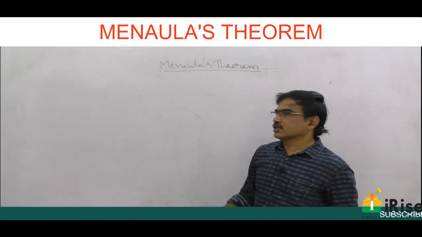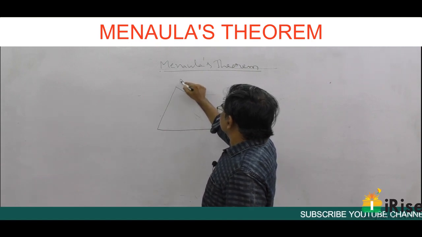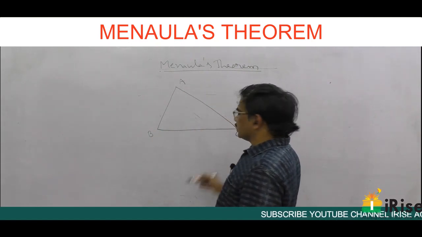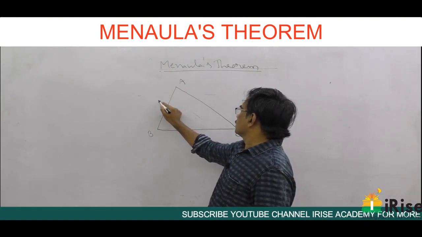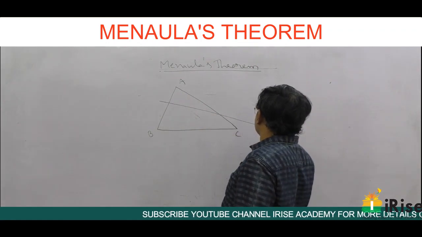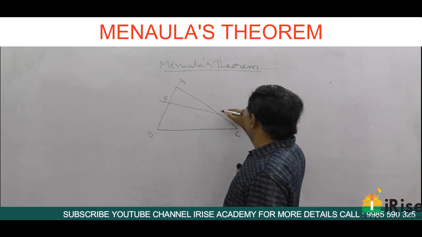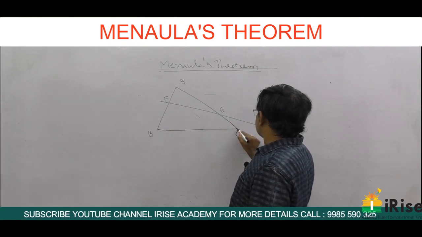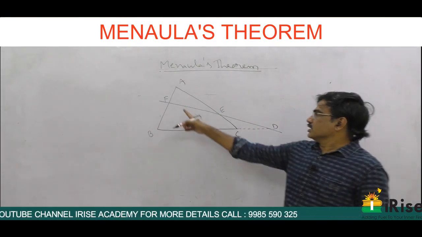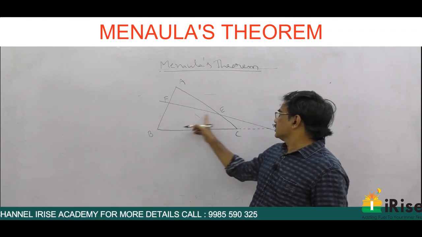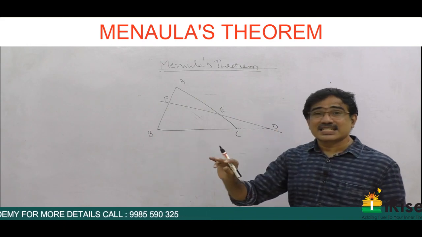So here, if this is a triangle A, B, C, a line drawn which cuts AB at F, AC at E, and extended BC at D. Here F is a point on AB, E is a point on AC, and D is a point on extended line BC.